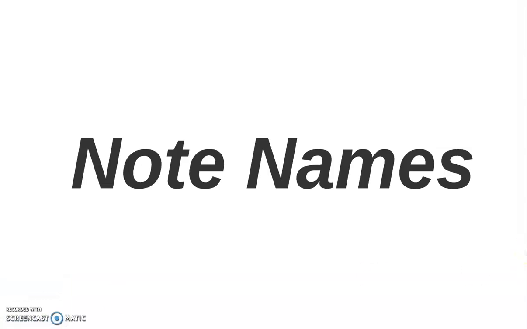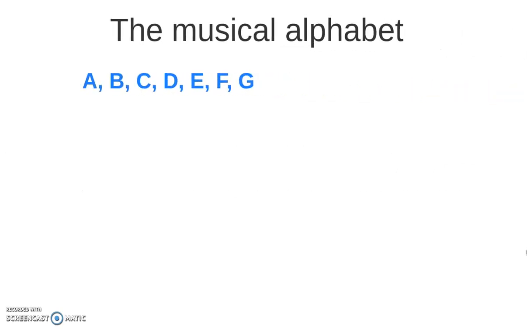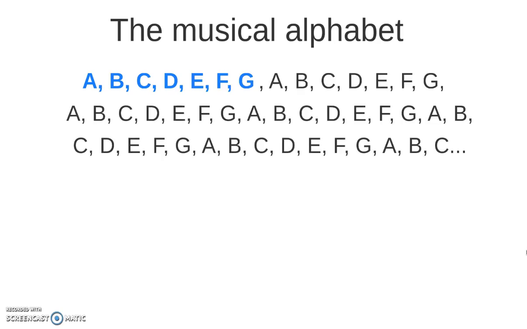Today we're going to learn note names on the treble clef and the bass clef. We'll start with the musical alphabet. The musical alphabet only has these 7 letters, A, B, C, D, E, F, G. Once you reach G, you just loop back around to A again.